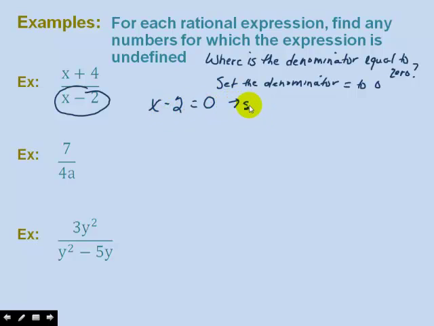In this case we're solving it for x. So if we solve this for x, we can do that by adding 2 to each side. So over here we just end up with x, and on the right side we end up with 2. So what we did by doing that is we found the value that makes our denominator equal to 0, which makes our expression undefined. So this tells us that our expression is undefined.